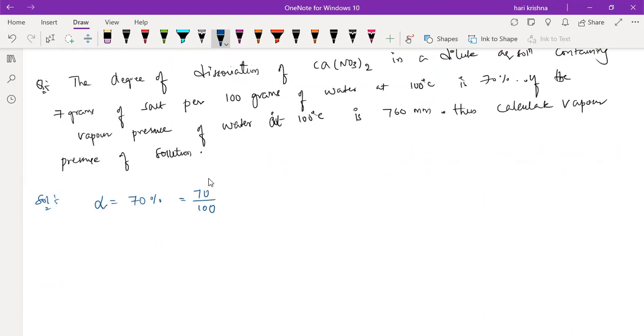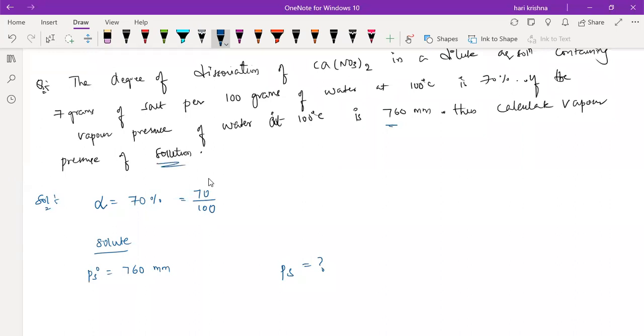Sorry, that is the alpha. Next, if we take solute on one side and solvent on the other, if the vapor pressure of the water at 100 degrees Celsius is 760, that means Ps naught equal to 760 mm. Then you have to find out Ps. Don't take it as solute and solvent. Find out the solution. Vapor pressure of the solution you have to find out.